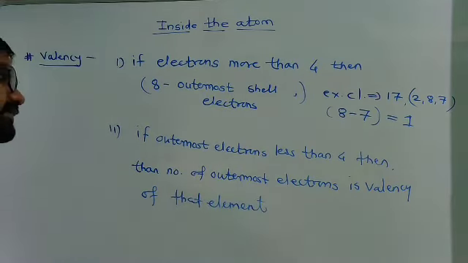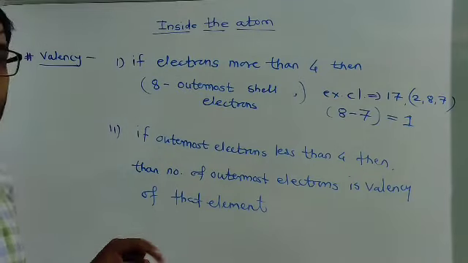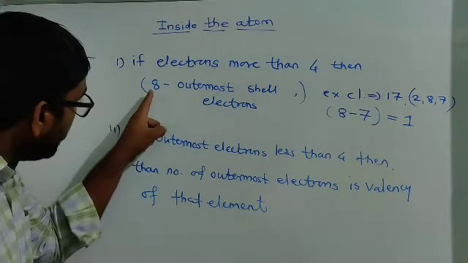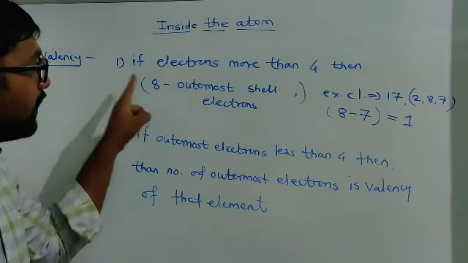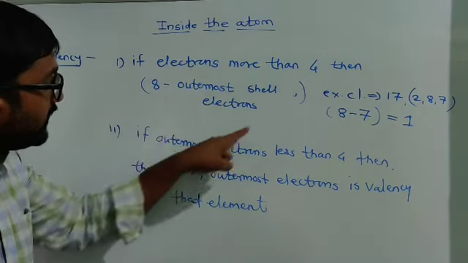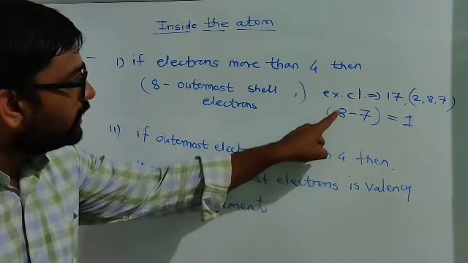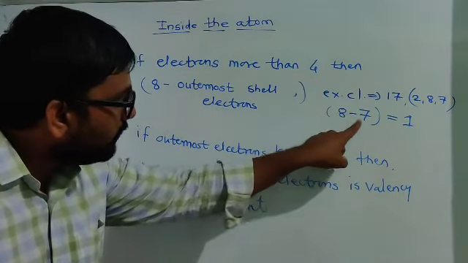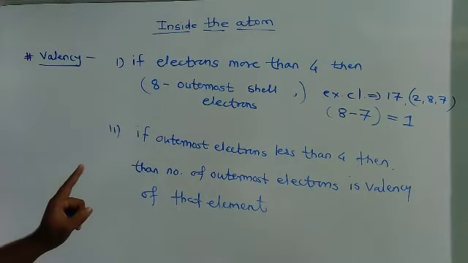We have to just see the valence shell and how many electrons are there in the valence shell. If more than 4 electrons are there, then we just take 8 minus the valence electrons, 8 minus the total electrons in the outermost shell. So in case of chlorine, it will be 7. So 8 minus 7, the answer is 1. So 1 is our valency.